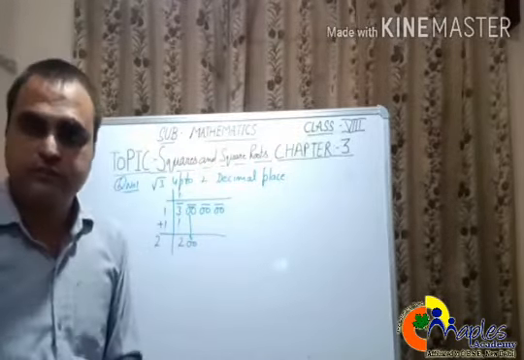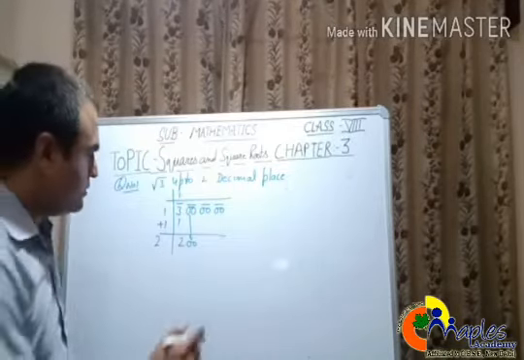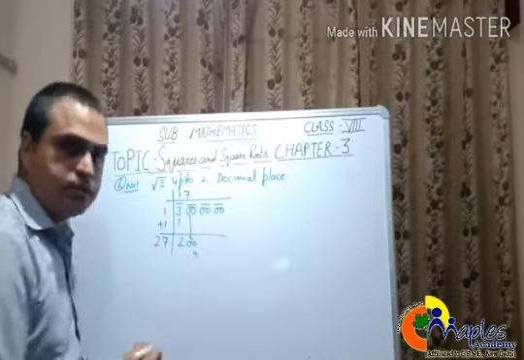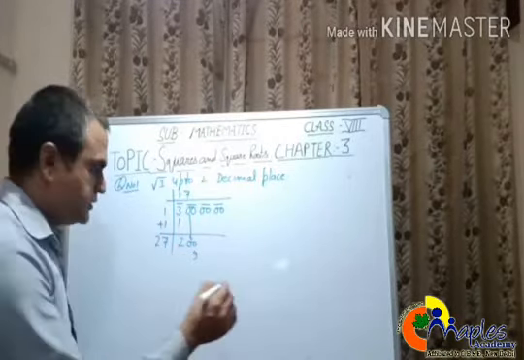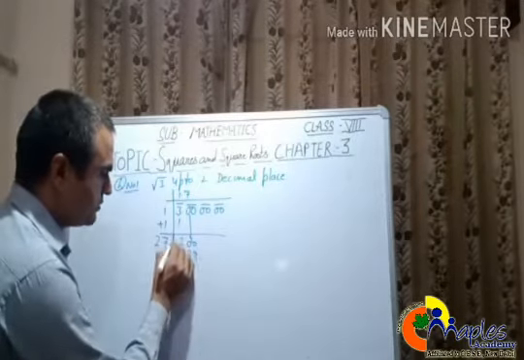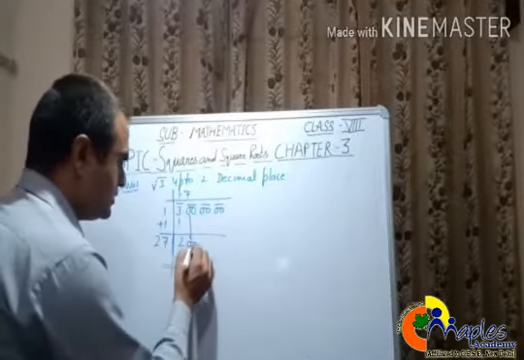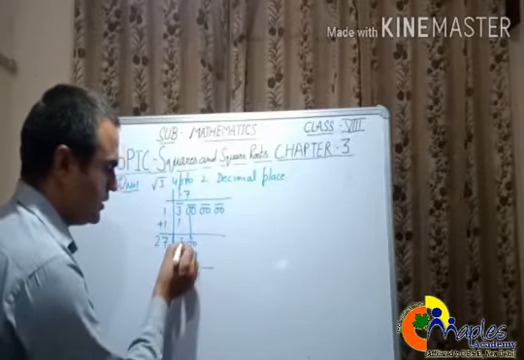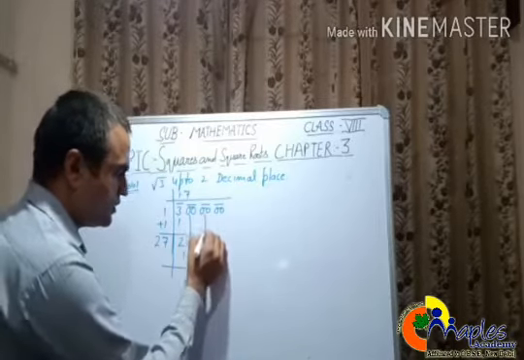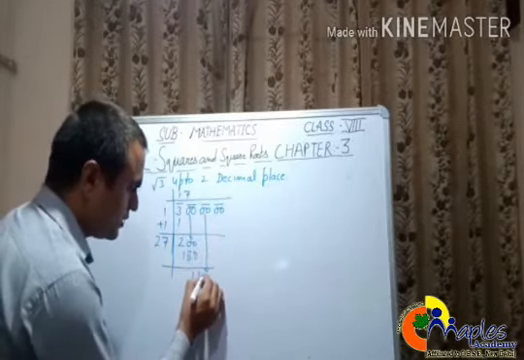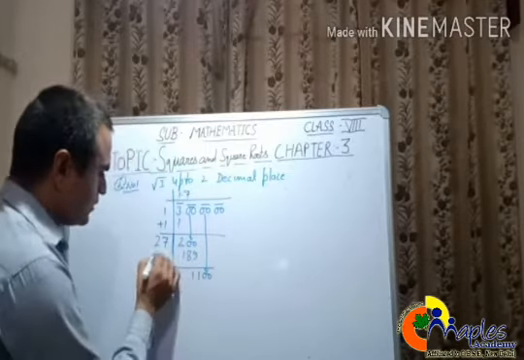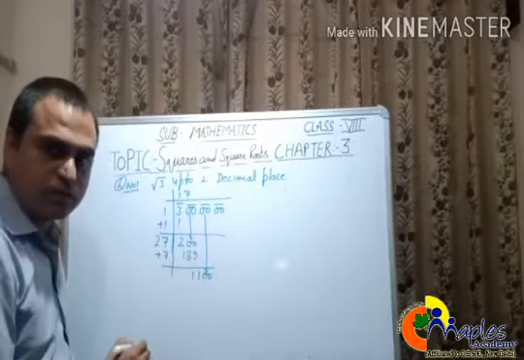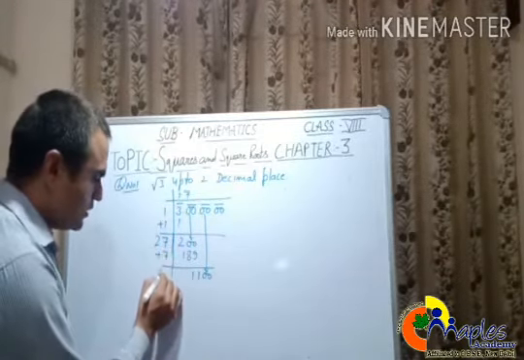Now carry forward your next pair, 200. How many times can it be divided? It can be divided up to 7 times. 7 times 7 is 49, and this is 189. Now subtract these numbers. 10 minus 9 is equal to 1. 9 minus 8 we get 1, and here 1 minus 1 is equal to 0. Now you have to put the next pair. We write the number 7 here and 7 here. Now add 7 to this number. 7 plus 7 is 14, 1 carry.